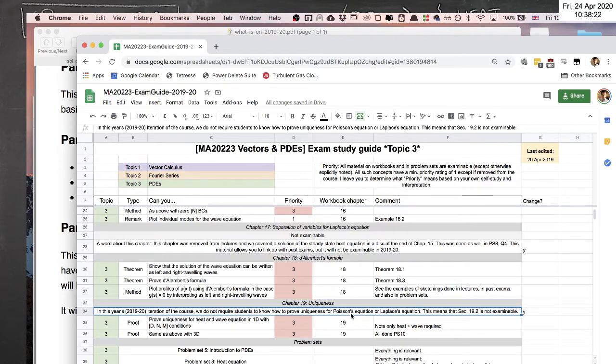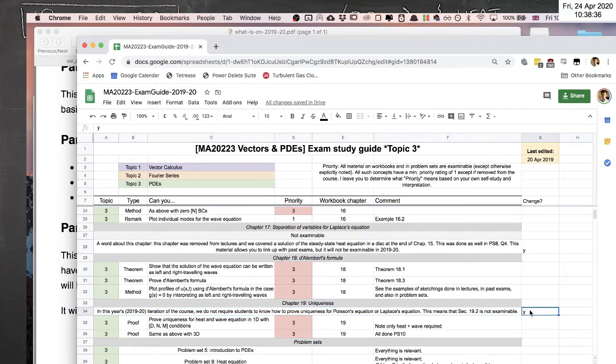So previously, you were expected to prove uniqueness for 3 types of equations: the heat equation, the wave equation, and Poisson's equation. And this year, I'm not requiring you to know the proof for Poisson's equation. If you're looking at previous year's exams, then this means that in certain previous year's exams, they had asked you to prove uniqueness for Poisson's equation. And again, that's something that you're not expected to do this year.